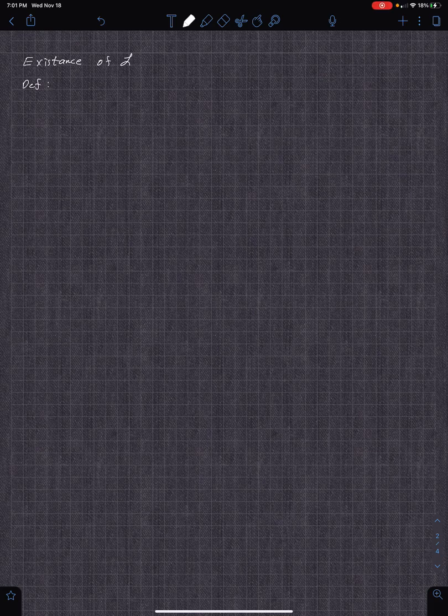Continuing in 7.2, let's look at existence of the Laplace transform. Before we get to that directly, let's talk about a few definitions. First one is jump or removable discontinuity and what that means. And then we'll look at piecewise continuity, all of which you may have seen before.